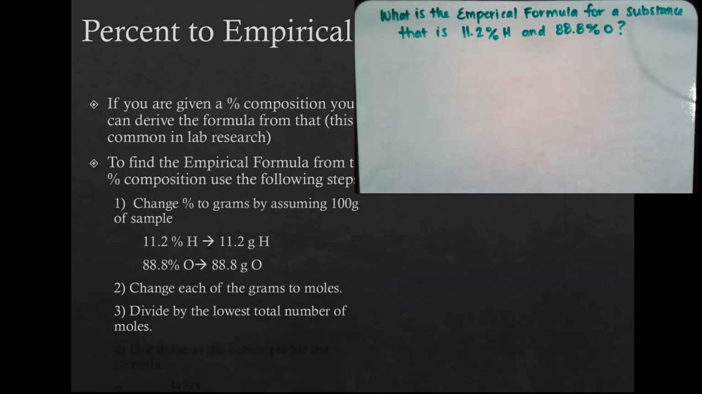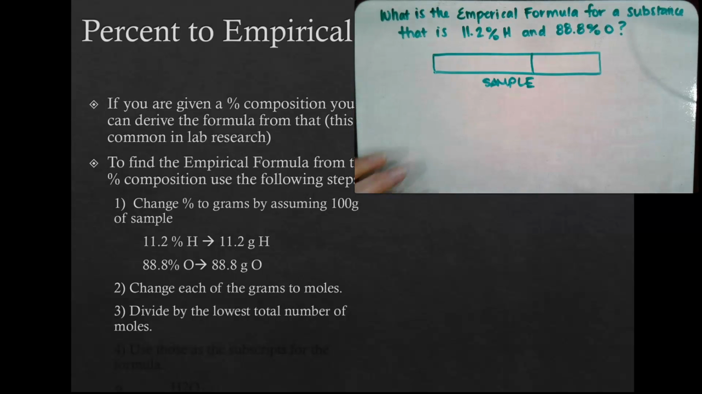In a problem like this, you will be given a question that has percentages. This question says, what is the empirical formula for a substance that is 11.2% hydrogen and 88.8% oxygen? In order to solve this problem, the first thing we need to do is change our percent to grams. That is easiest to do if you assume 100 grams, and I want to show you why.